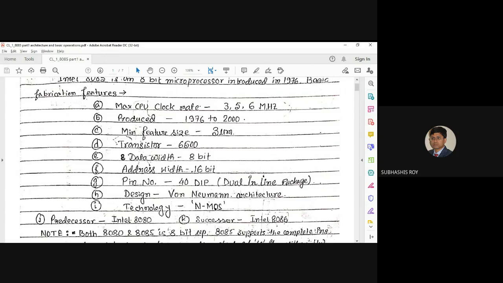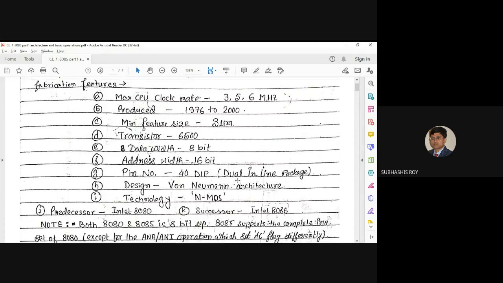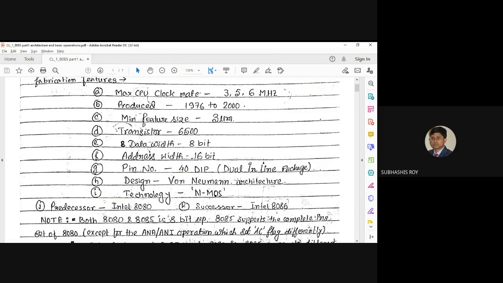So this is the use of address bus and data bus. And the next point is the pin count. In the chip of 8085, there are a total of 40 pins, and these pins are fabricated according to dual inline package. Dual inline package means they are fabricated in such a way that in a single line there are two pins at the two ends.